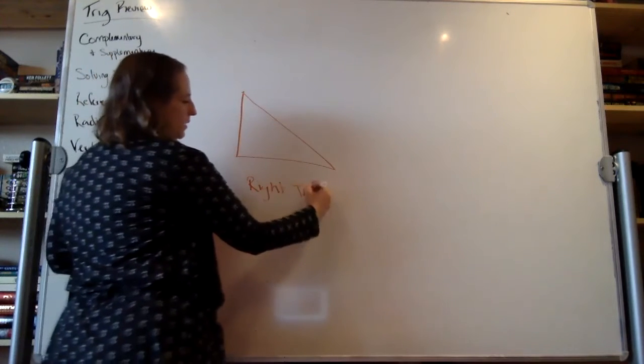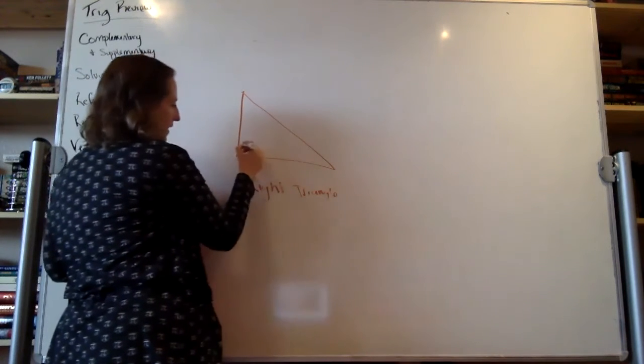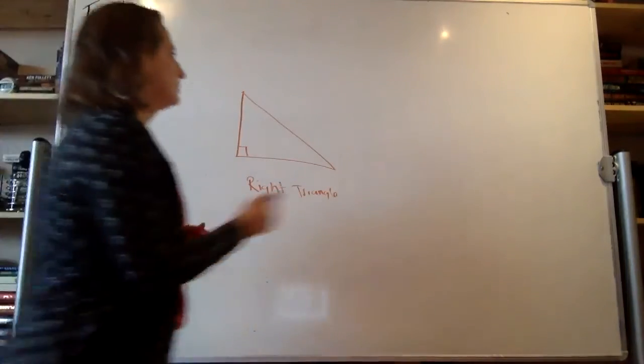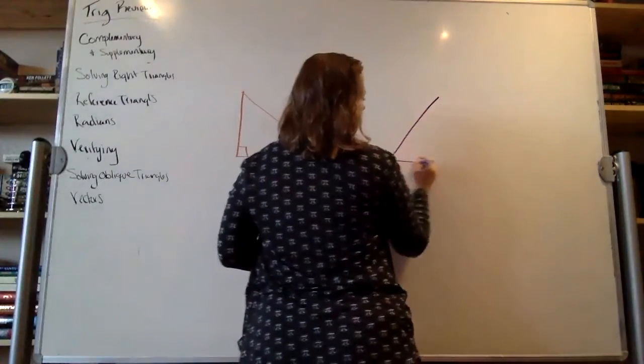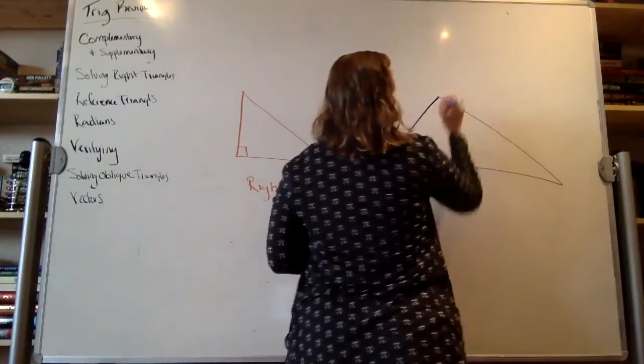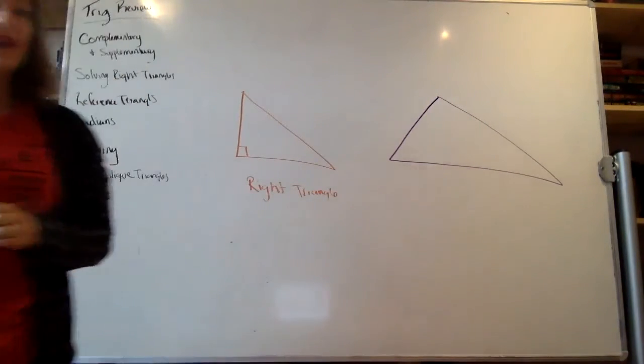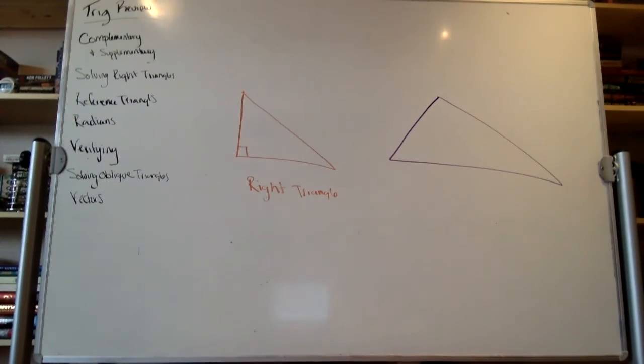Well, I know it's a right triangle because it has a right angle right here, okay? Now here is an example of an oblique triangle. How do I know it's an oblique triangle? I know it's an oblique triangle because it doesn't have a right angle, okay?